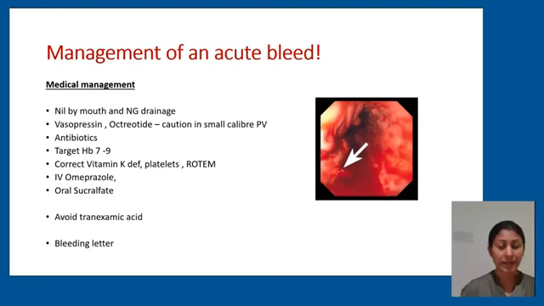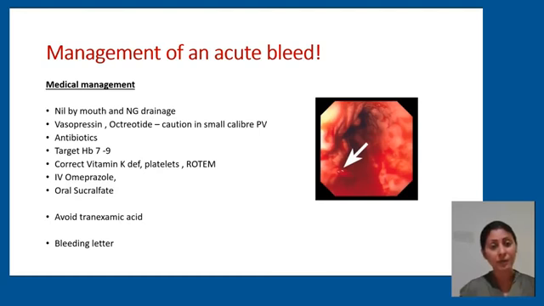It's very important. Initial resuscitation is very important. You put 2 cannulas and give fluid boluses, then blood transfusions and monitoring. That is very important. And you keep the child nil by mouth and put an NG tube for open drainage. Drugs-wise, you can use octreotide or vasopressin. It's very important you cover them with antibiotics. The reason is acute bleed can cause further decompensation of chronic liver cell disease, and they can die during a bleed due to decompensation and encephalopathy, not due to bleeding. So it's very important you cover with antibiotics.